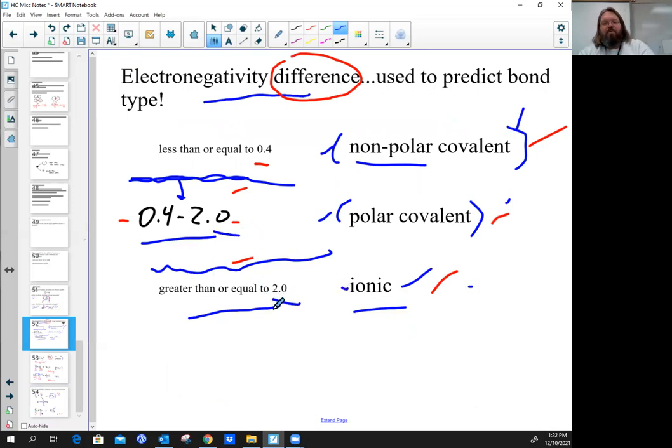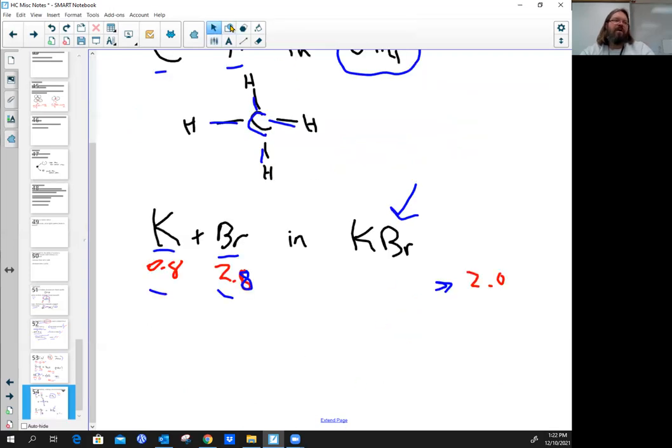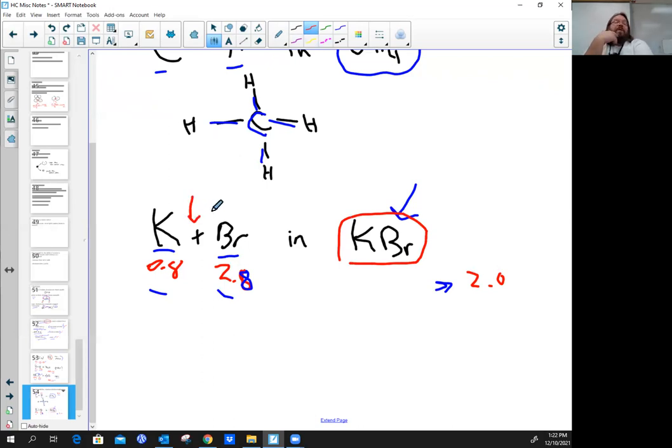Or is it 2.0 ionic? Okay. Well, this one's a little bit better, we can make a decision on it. I want you to think about it for a second. I would definitely lean on saying that this is ionic. This is an ionic bond between the two, even though it's right on the border. What's the clue for me to be able to say that this is an ionic bond? Well, I've got a metal in the first position and a non-metal in the second position. So it's on the border.